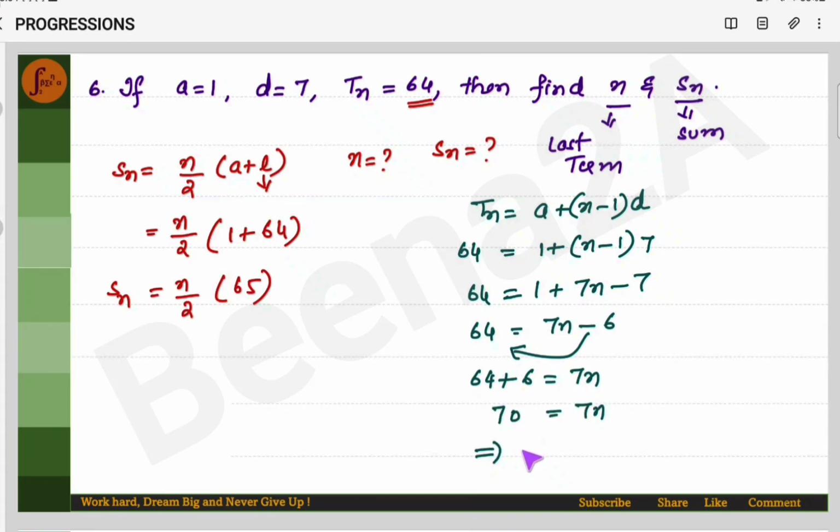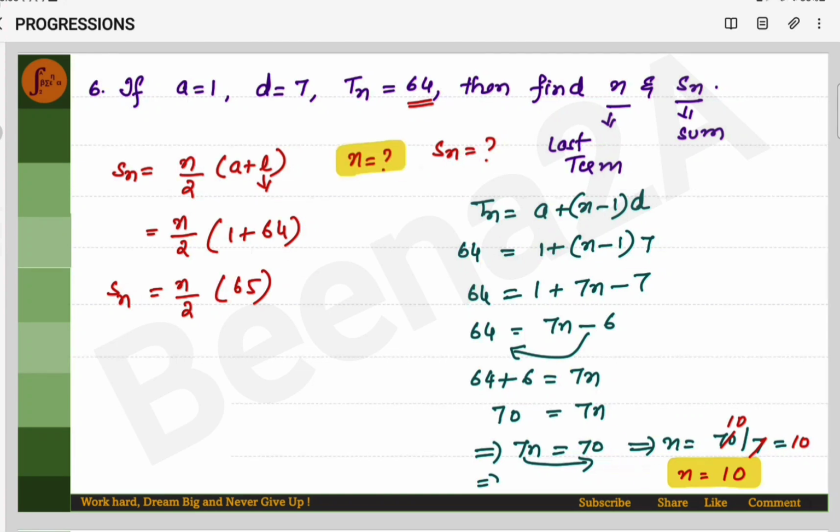Therefore n is equal to 70 by 7. I'm shifting 7 this side. It's multiplication here, 7 into n. When I shift 7, it will become 70 by 7. It's going to become division. 70 by 7 is 10. So n is equal to 10. I found out the value of n. We needed to find the value of n. n is obtained. Now, we need to find the sum of n terms.